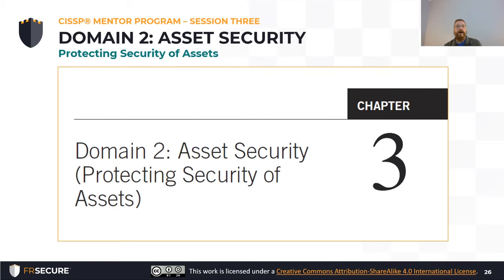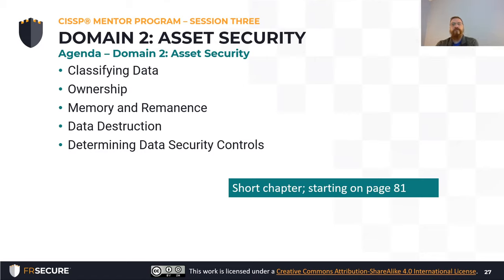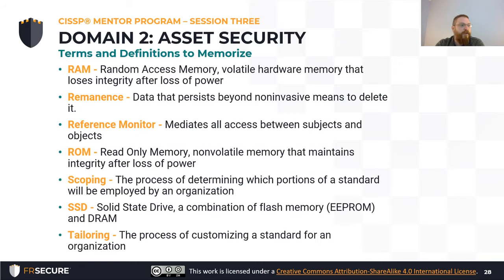So now we're going to talk about asset security and protecting the security of those assets. And it's really easy in theory, very difficult in practice. Easy to understand what we're going to talk about. Actually implementing these in the real world, totally different story. All right, so this is a very short chapter. What we're going to talk about is how do we classify data, ownership of that data, memory remnants, data destruction, and data security controls. Here are your terms and definitions to memorize. Absolutely do want to go through these and understand them. I'm not going to read them off to you, but you will need to know all of these things in orange and what they mean for the exam.